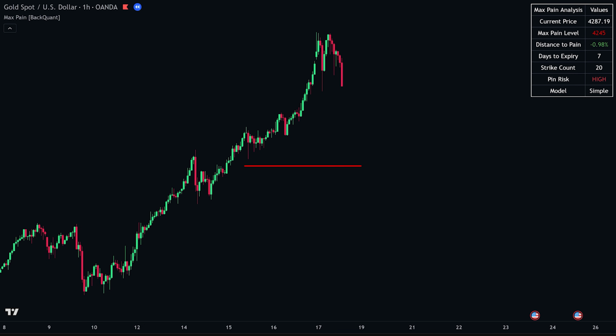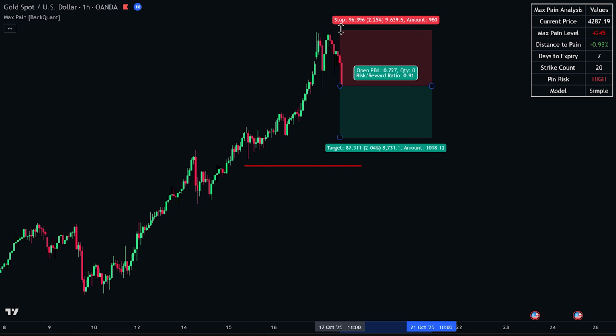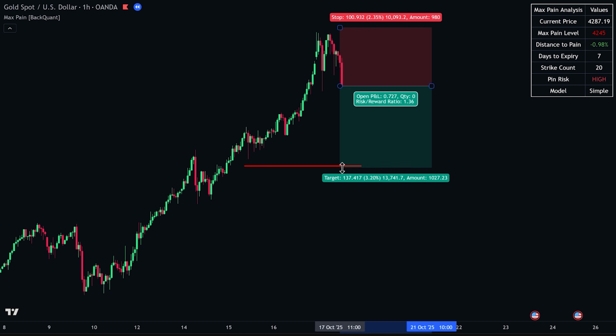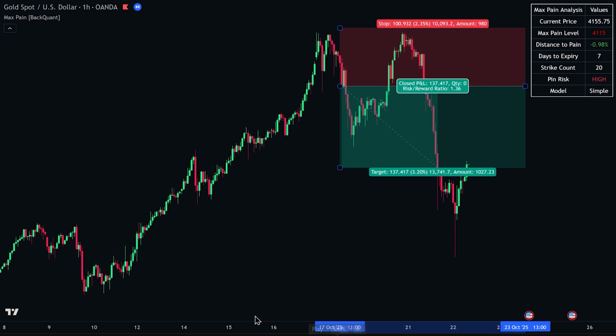Enter your sell at the close of that bearish candle. Place your stop loss just above the most recent swing high. Set your take profit directly at the red max pain line. When this setup works properly, price often drifts back down cleanly to the max pain level, closing the distance and completing the pullback before expiry.